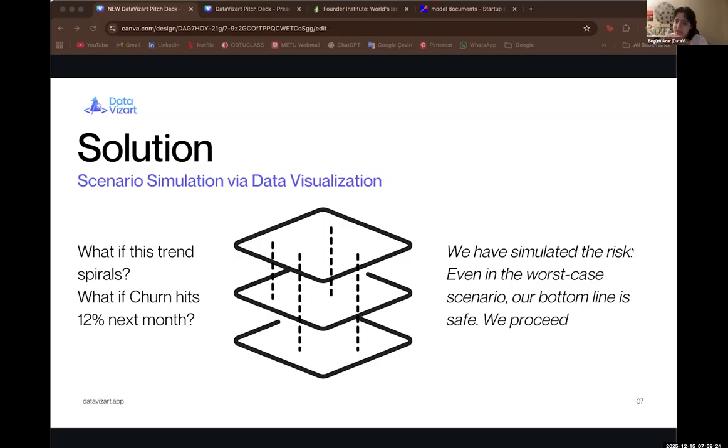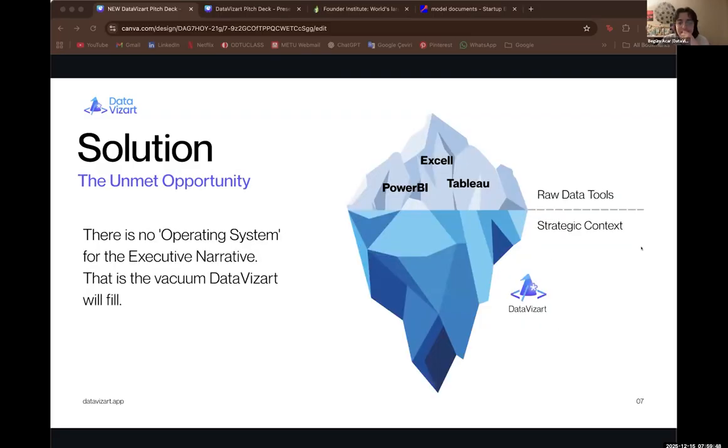So Mert, what if this spirals? What if churn hits 12% next month? So Mert uses Data Wizard scenario simulation and he models the risks right there in the room. He pushes the churn assumption to a worst case of 12%. He looks at the CEO and says, we have simulated the risk, so we are safe and we can proceed.